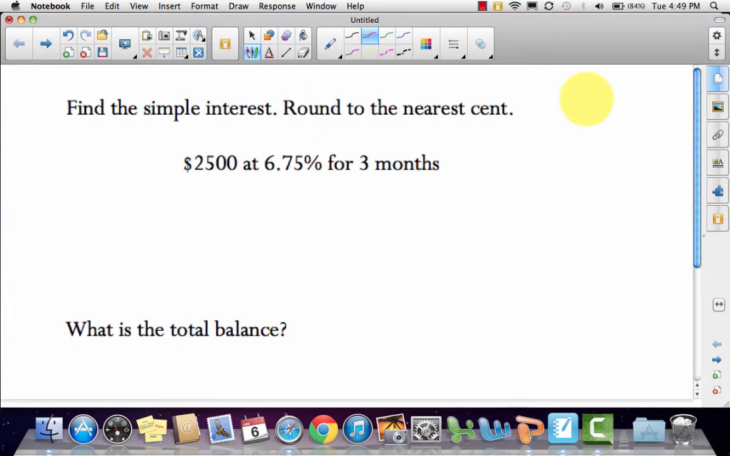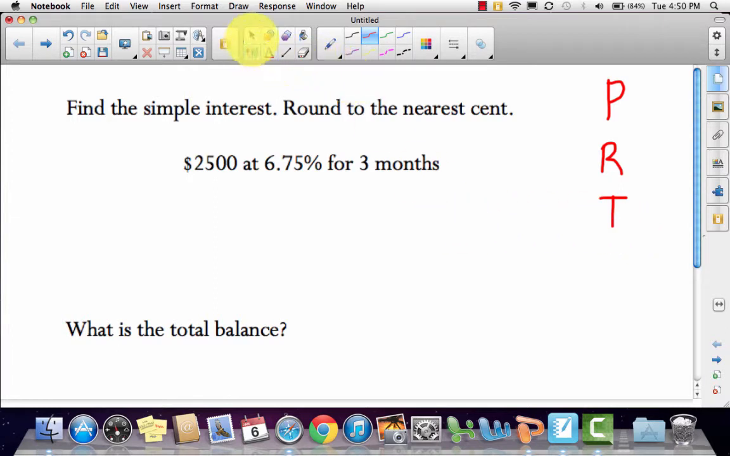So we know we have P, which stands for the principal, or the original amount of money. We have R, which is the interest rate, and that one is given as a percent, and we have to change it into a decimal. And then we have T, which is the time. And the important thing about time is we always want to convert it into years when I put it into my formula.